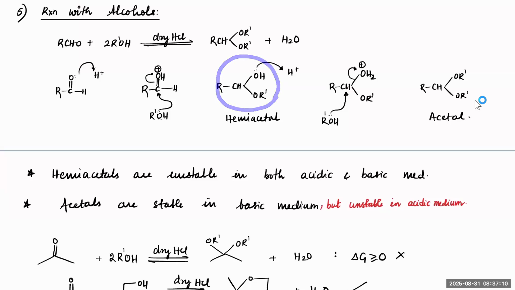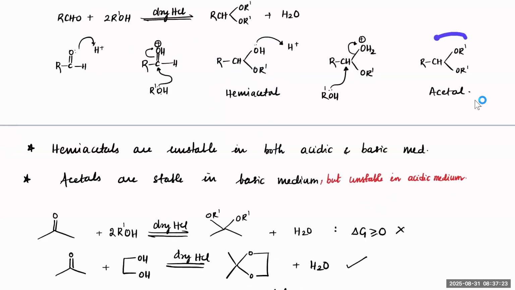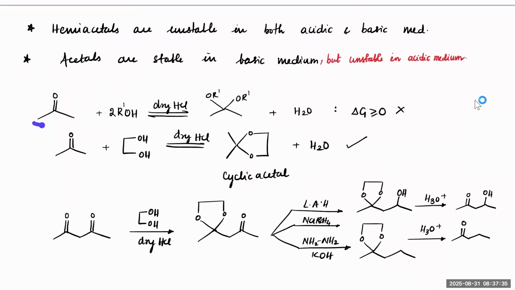hemiacetals, if you try to isolate them, it has to be done without any intervention of acidic or basic medium. Hemiacetals are highly unstable both in acidic and basic medium, while acetals are still very stable in basic medium but unstable in acidic medium. Okay. For example, if you take this ketone, take 2 moles of alcohol in the presence of dry HCl, you will get this product formation.